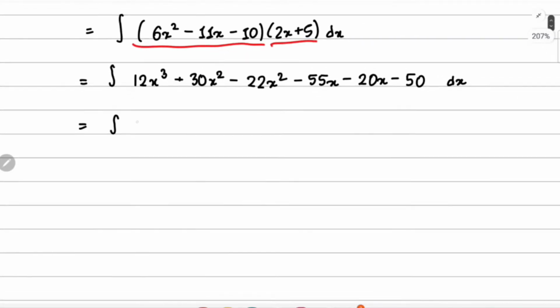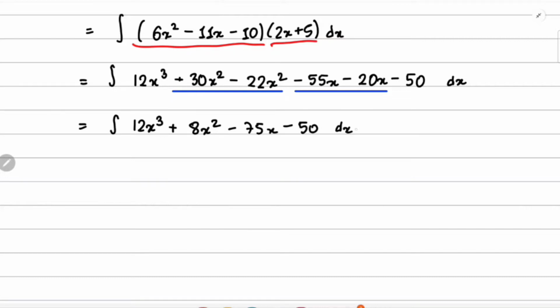So I'll have 12x cubed plus 30 minus 22x squared, so plus 8x squared. Then you'll have minus 55x minus 20x, so minus 75x, minus 50 dx.